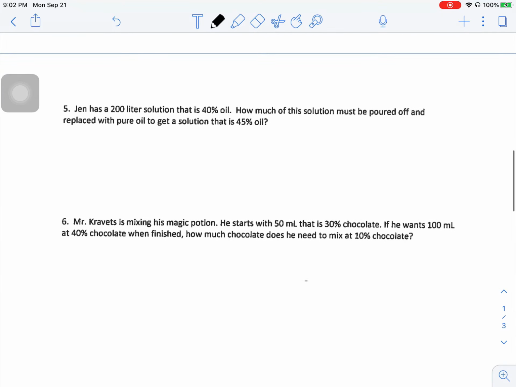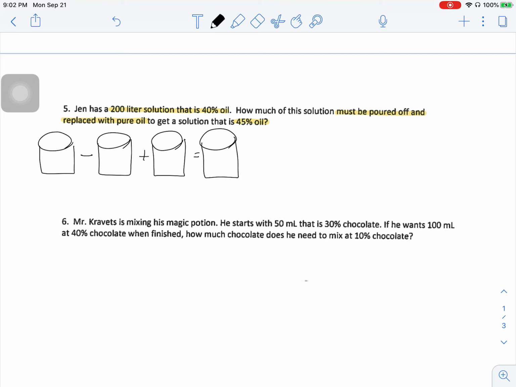All right, so Jen has 200 liters, that is 40% oil. How much of the solution must be poured off and replaced with pure oil to get a solution that is 45% oil? All right, so we've got a lot of moving parts in this one. Okay. So you've got what you're starting with. You are going to pour off some of it, which means subtraction. You are going to then replace that to create your final solution.